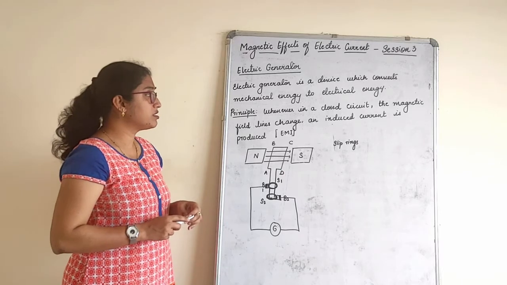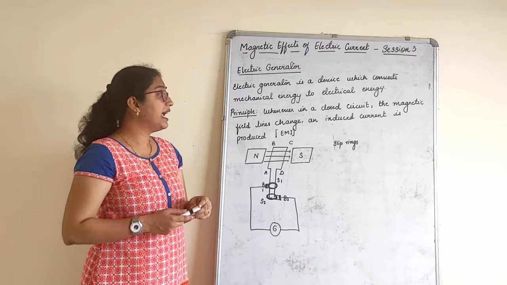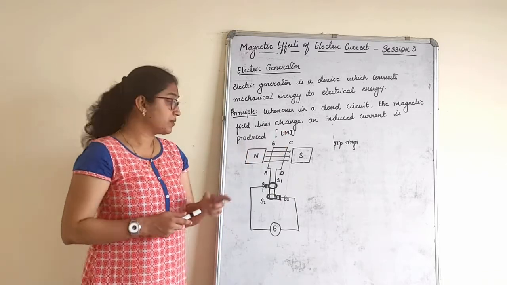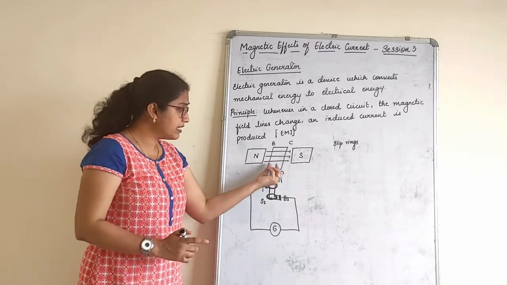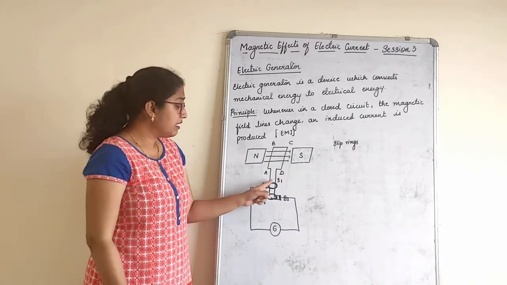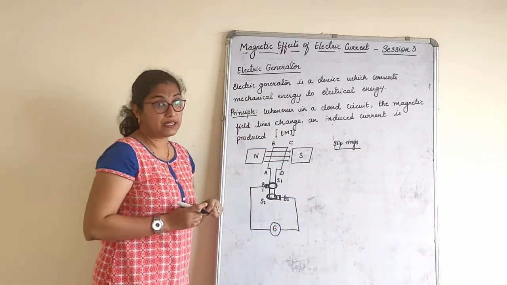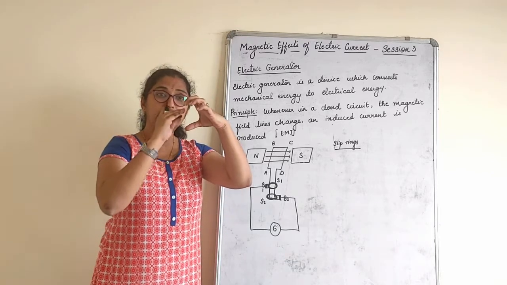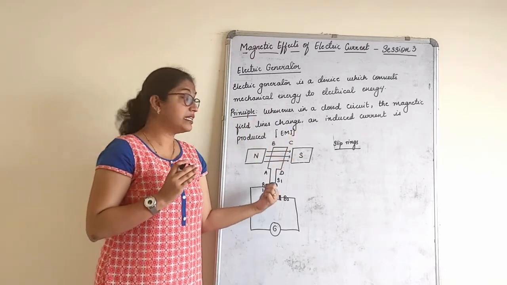Principle: whenever the magnetic field lines change in a closed circuit, an induced current is produced. That is, it works on the principle of electromagnetic induction. So let's again see the diagram, which is the same as before. We have two magnets, then we have a coil, then we also have an axle or armature which is used to rotate it. It is connected to two rings, but the rings used here are slip rings. A slip ring is one whole ring. A split ring is one ring which is actually cut into pieces. Split rings we use in a motor. Slip rings we use in a generator.